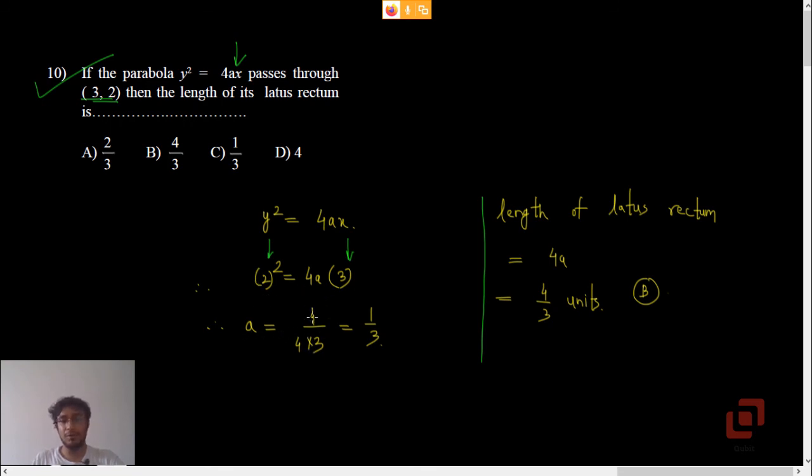y squared equal to 4ax would lead to cancellation of 4, so a will be equal to 1 upon 3. I've already told you that the formula for length of latus rectum is mod of 4a. Because in this case a is positive, it is 4 into a, or 4 by 3 units. That is option B.